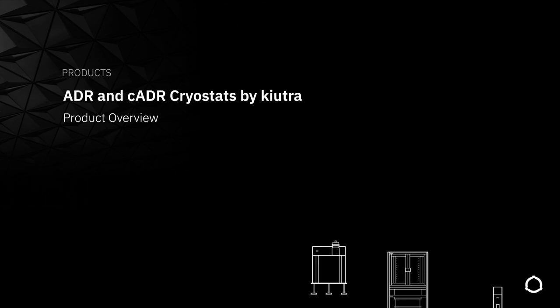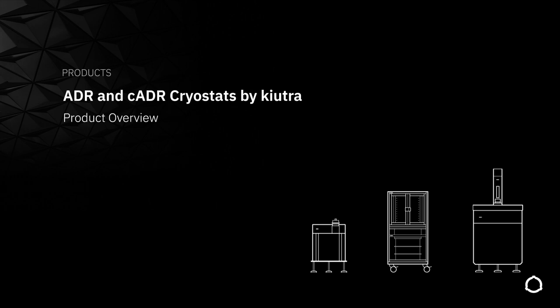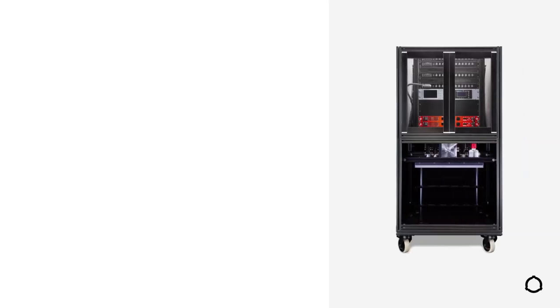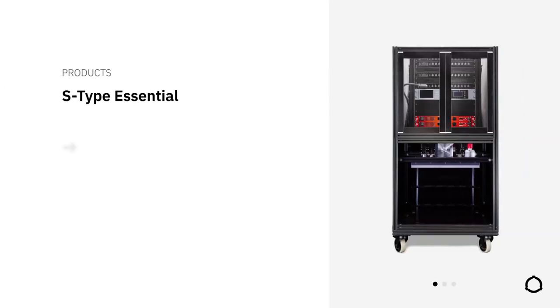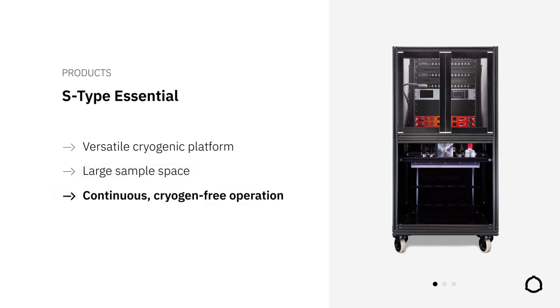Kiutra offers three types of cryostat, each optimized for specific customer applications and needs. First, the S-type Essential, a versatile and ultra-compact sub-Kelvin system that offers a large sample space for complex customer setups and can serve, for instance, as a platform for the continuous operation of quantum detectors.